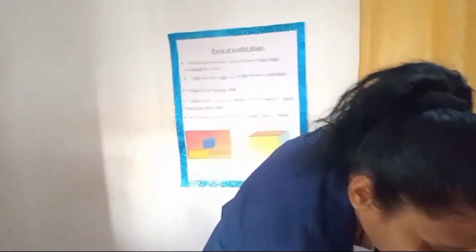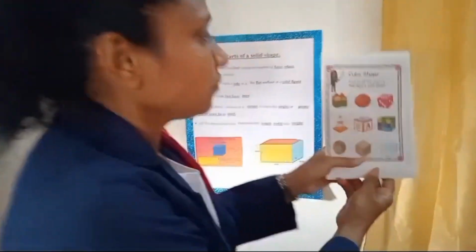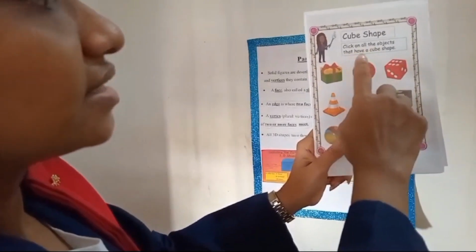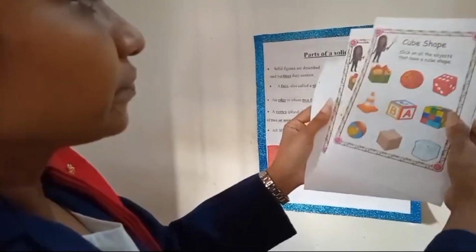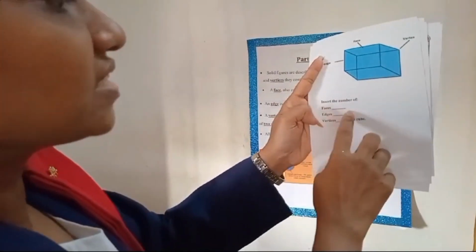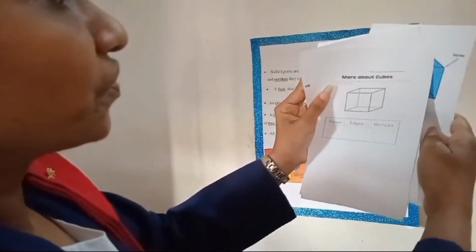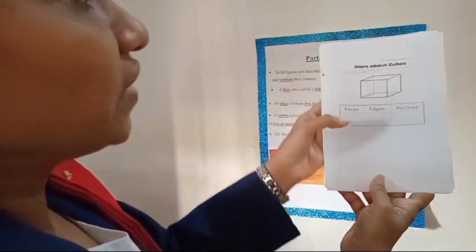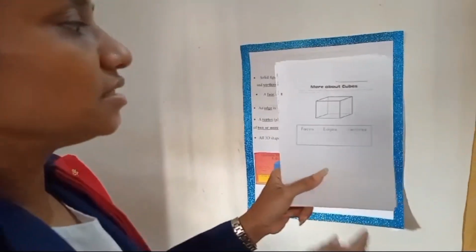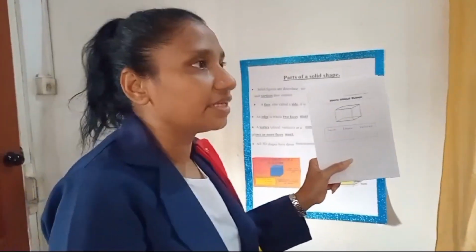Now, I want to give you some worksheets. So, group one, you will put an X on the object that has the cubes. The next group, group two, you will put the faces, edges, and vertices of the cube. And group three, you will identify the faces, the edges, and the vertices you see on the solid shape. So I'm going to share this out, and then we're going to mark, and then I'm going to give you your homework.